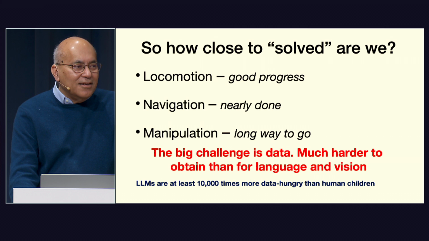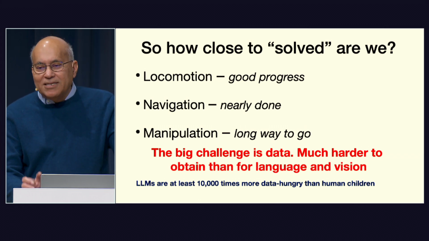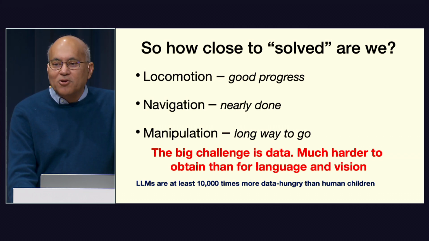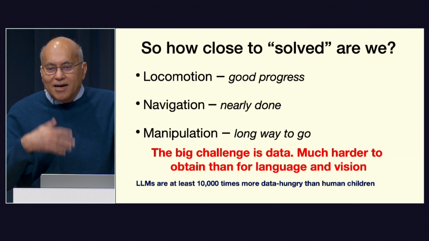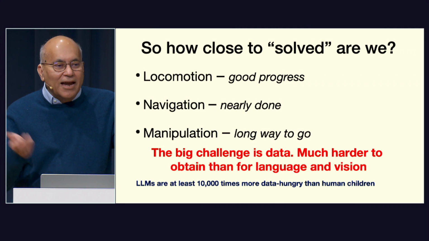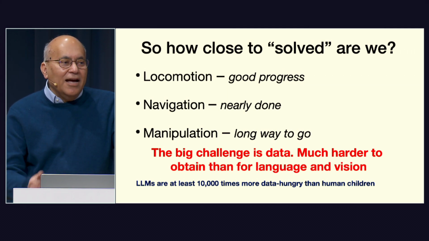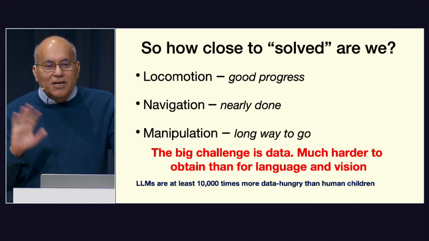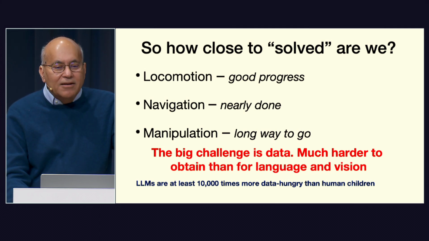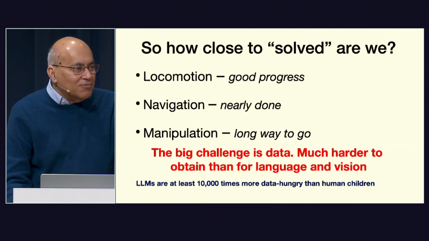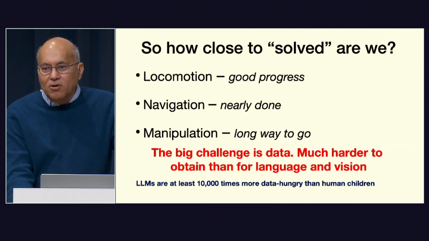Locomotion is not fully done. It's probably done for quadrupeds, not for humanoids. But we know the machinery. In a couple of years, we can keep turning the crank. In my group, we stopped working on quadrupeds because we thought we were done, because the basic machinery is there. Manipulation is the hard one. Manipulation, there's a long way to go.